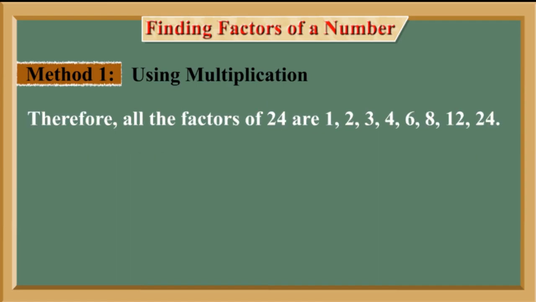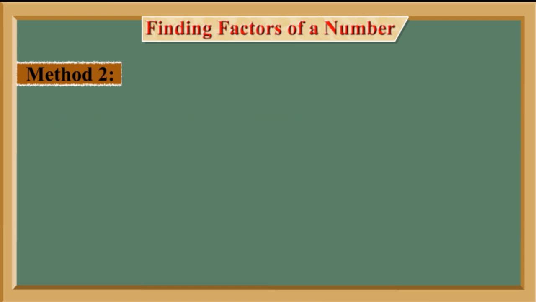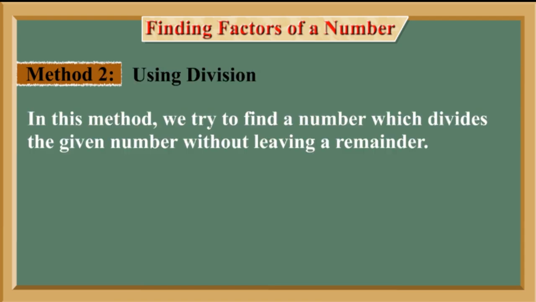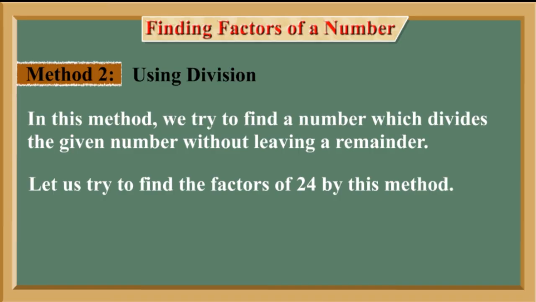Therefore, all the factors of 24 are 1, 2, 3, 4, 6, 8, 12 and 24. Method 2, using division. In this method, we try to find a number which divides the given number without leaving a remainder. Let us try to find the factors of 24 by this method.